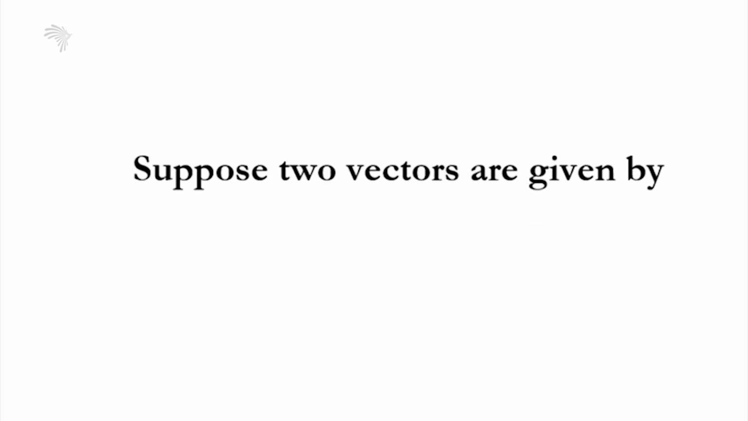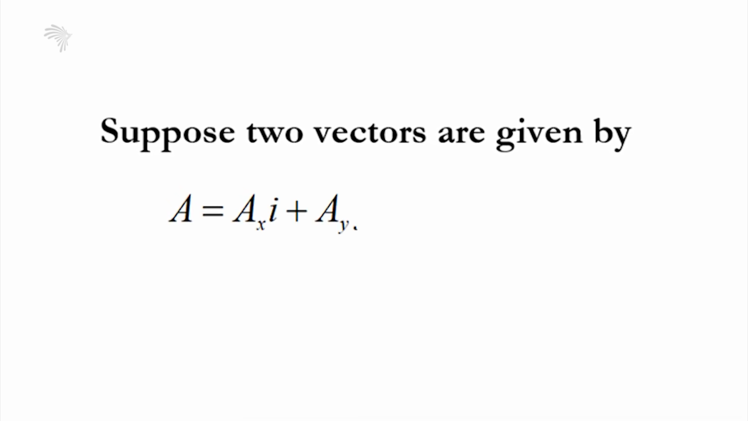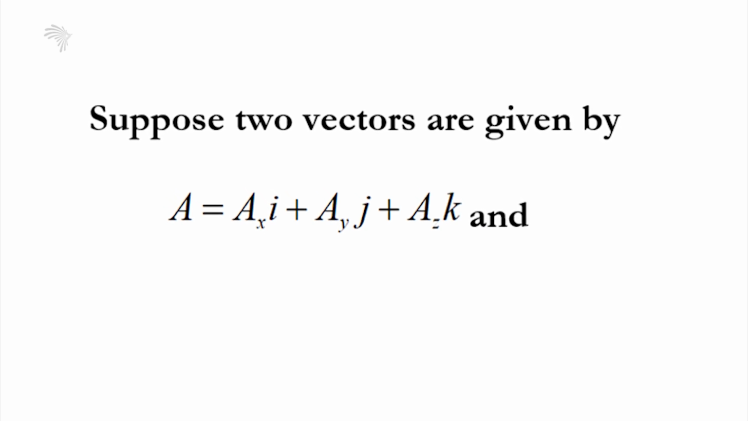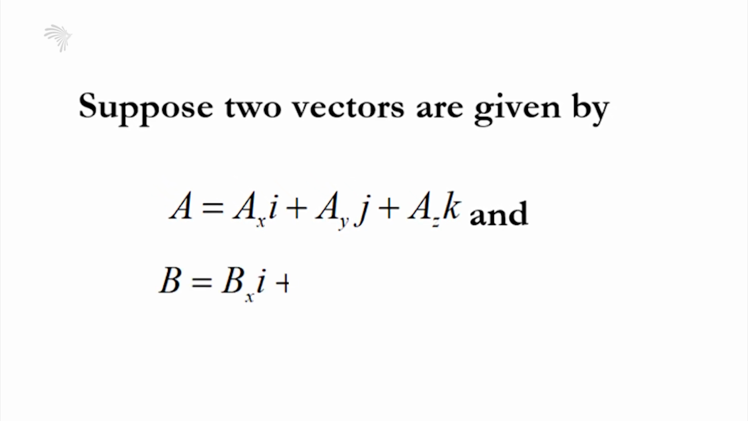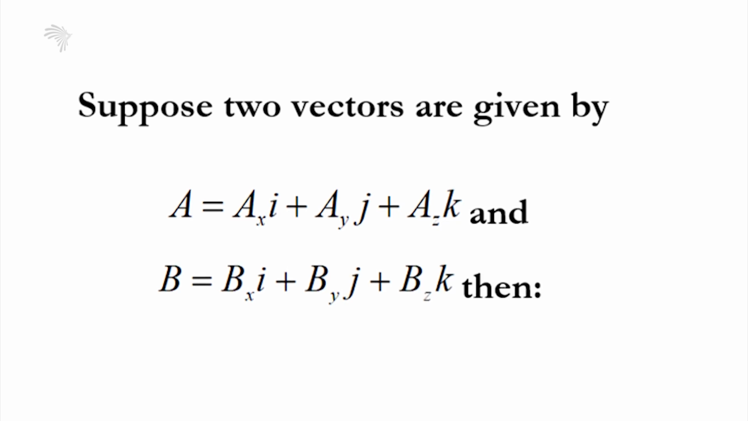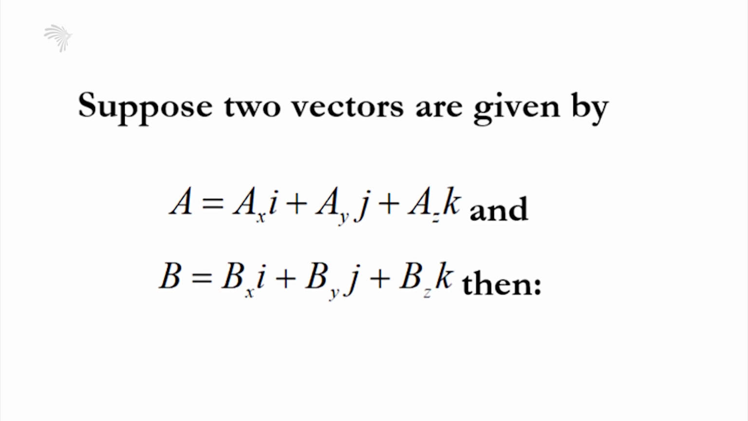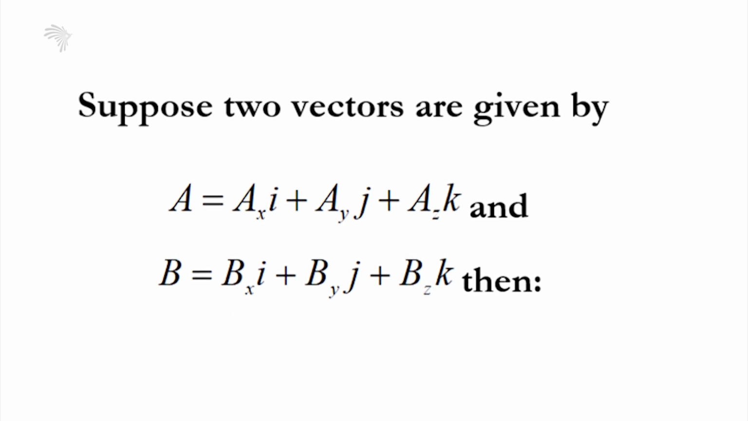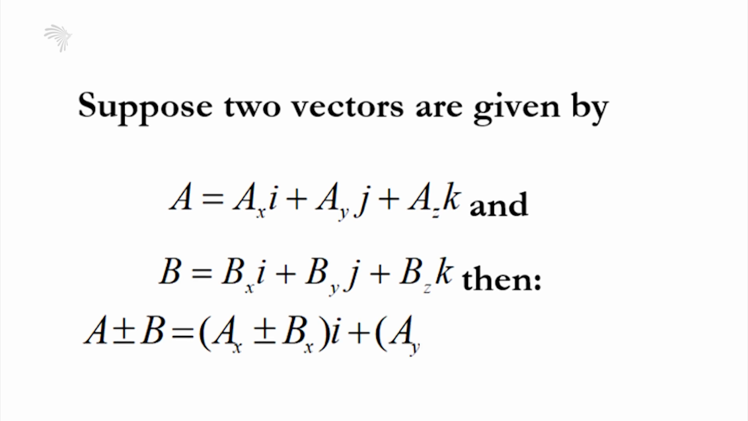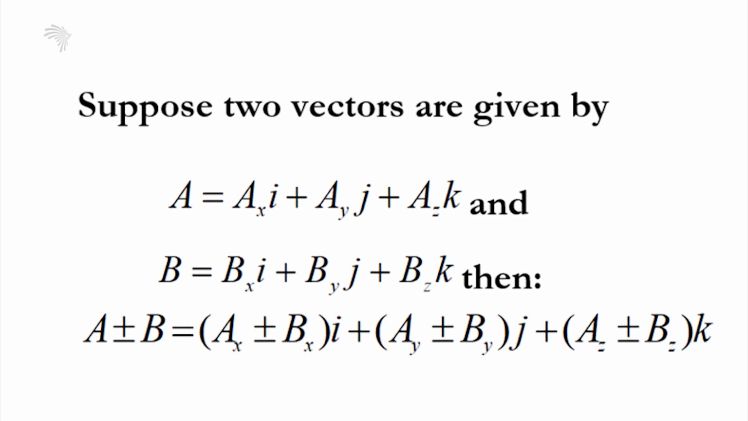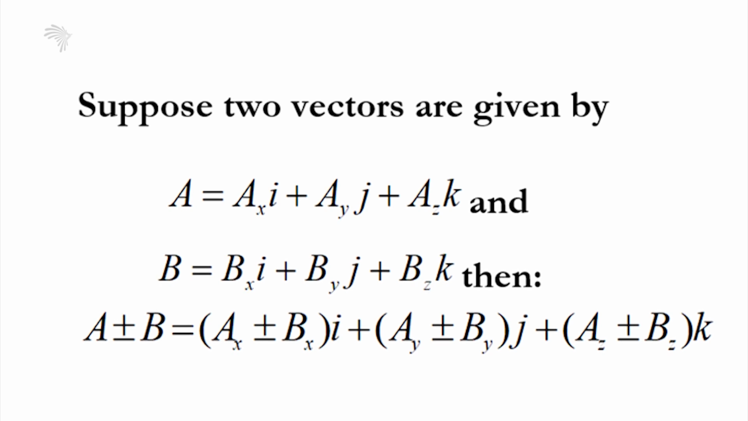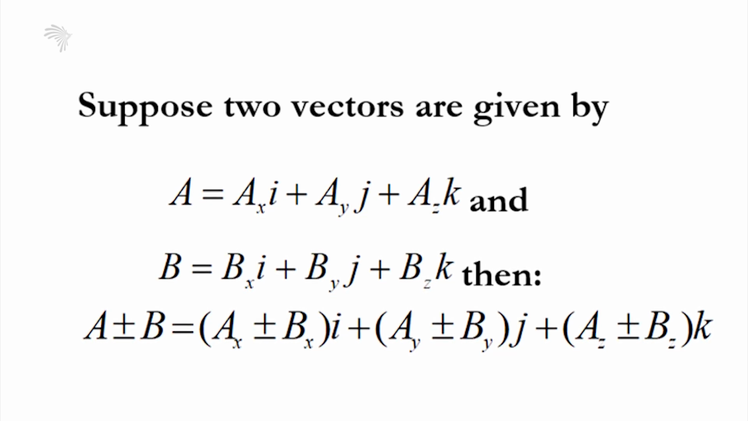Now let's come to the component method of vector addition. Suppose we have two vectors, vector A and vector B, that are described by their components as A equals ax i plus ay j plus az k, and vector B equals bx i plus by j plus bz k. Then to find the sum or the difference between these two vectors, you have to add or subtract component-wise, so that vector A plus vector B equals (ax plus bx) i plus (ay plus by) j plus (az plus bz) k. The same is true for the difference between these two vectors.